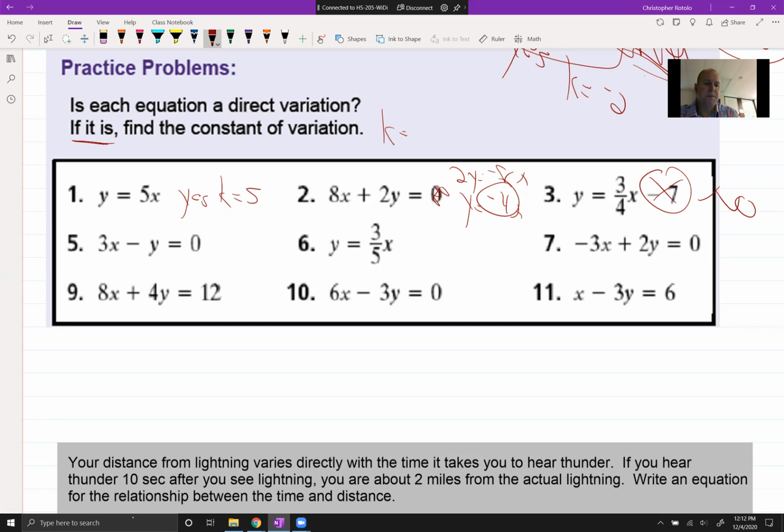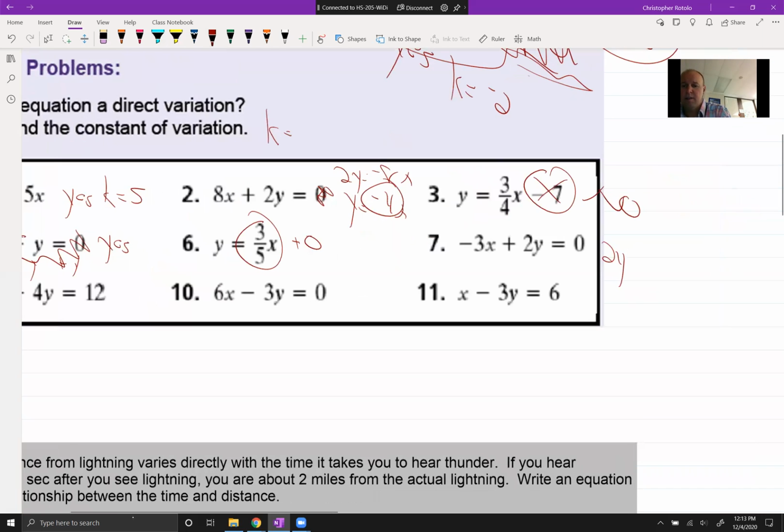Remember, that's what we're after. Here, I'm going to add y to the other side, so I'm going to make it look like this. So that's a yes. What's k? K is 3. Number 6, you can imagine a plus 0 in here, so it works out. Yes, k is 3/5. In number 7, we're going to add 3x over, so I get 2y equals 3x. Oh, divide by 2. Oh, there it is. That's k. K equals 3/2. That's a yes.